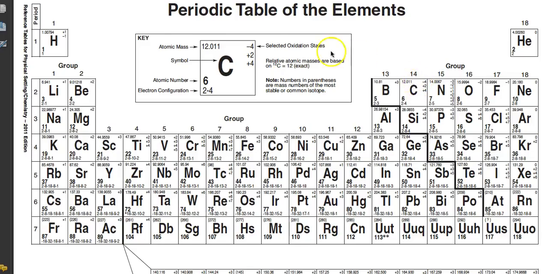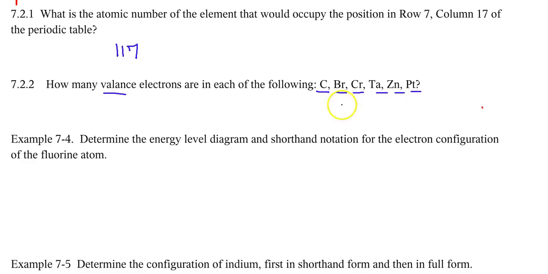Here's my carbon. Carbon is 1s2, 2s2, 2p2. So there'd be 4 electrons that could be easily removed before I remove the core electrons. Core electrons are electrons in a filled energy level. Okay, so they would have 1, 2, 3, 4 valence electrons outside a filled energy level. So 4.